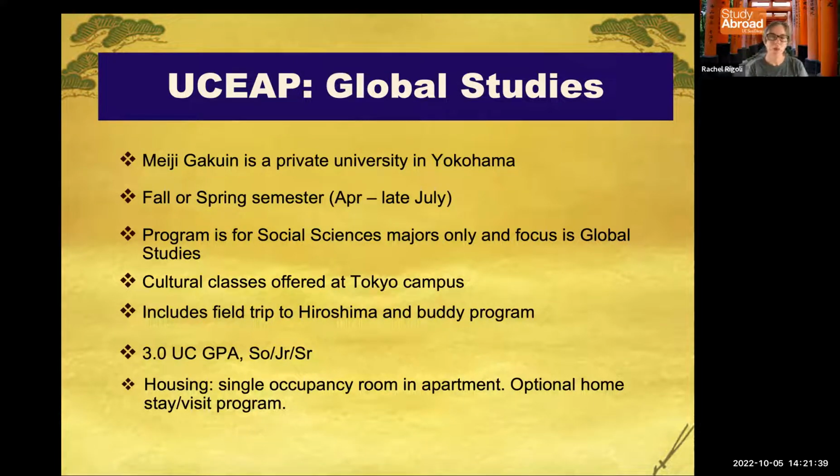The Meiji Gakuin program for EAP is a 3.0 GPA. And the housing, you're all going to be living in an apartment building. It's about a 40-minute walk from campus or a short bus ride away. Everybody gets their own room. I think there's like 2 floors of UC students, and there's a cafeteria on the bottom floor. And then in the past, Meiji Gakuin has organized a weekend homestay. So you can stay with a Japanese family, which is a great option.